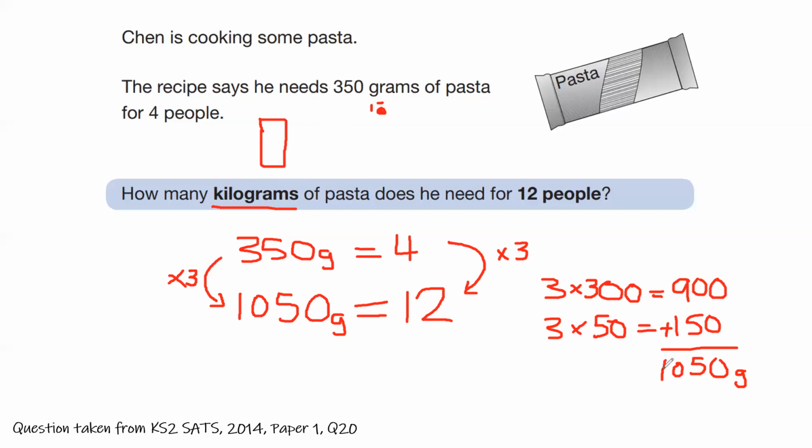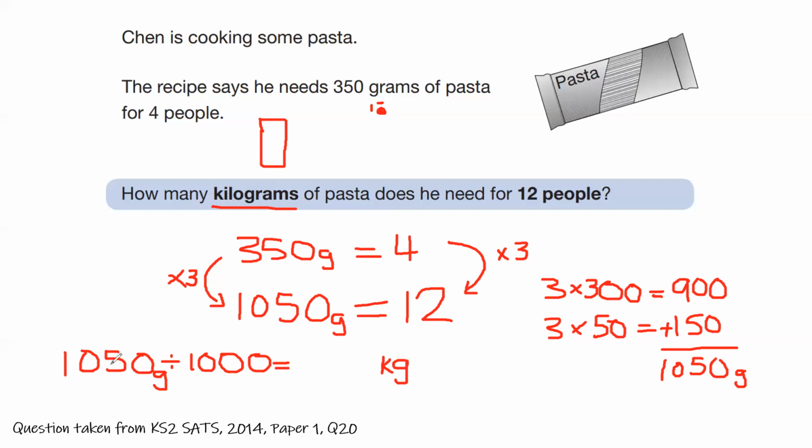So what we need to do is divide this. Kilo means 1,000. That's a really good way of remembering this, that we need to divide by 1,000. So if we have 1,050, we need to divide this by 1,000 to figure out how many kilograms of pasta we need. So this is in grams. If we divide it by 1,000, we're going to work out the answer in kilograms.